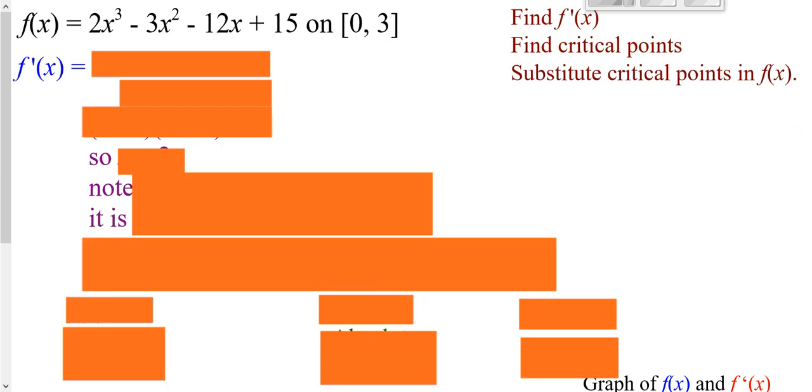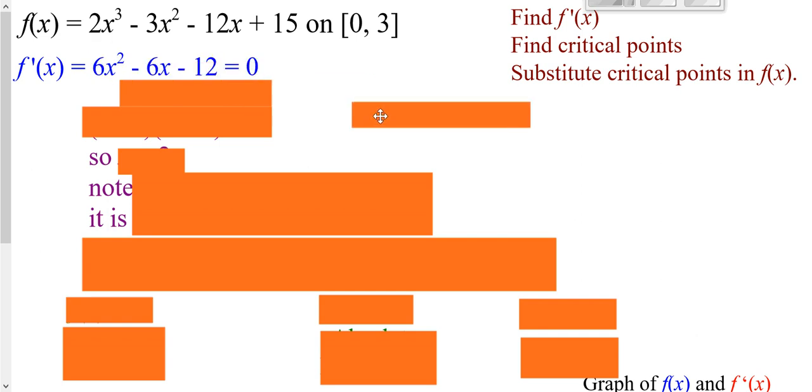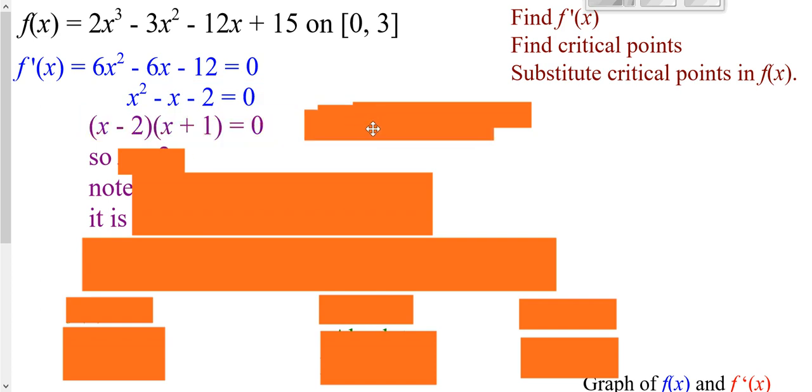For the most part, that's the process that you're going to go through to find your extrema on a closed interval. So we find a derivative, power rule here, set it equal to 0 and solve it. I'm going to go ahead and divide everything by 6. This one does factor quite nicely. And in this case, we get 2, but we also get -1.